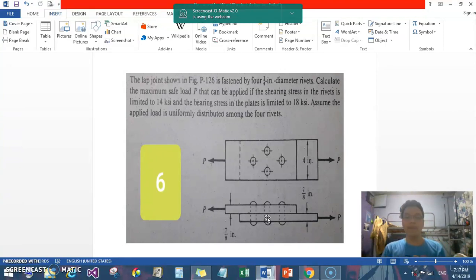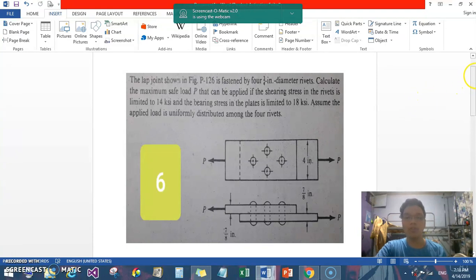Now, the bearing stress is the internal stress caused by a compressive force. Both plate 1 and plate 2 are compressed against one another by the four rivets here: 1, 2, 3, 4. Those four rivets will play a part in the solution later.